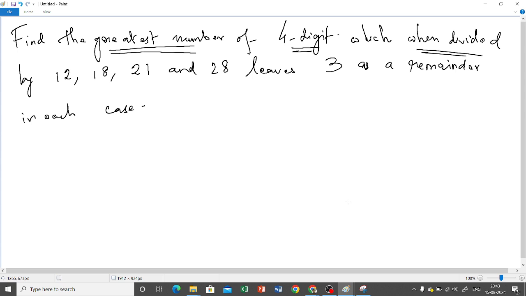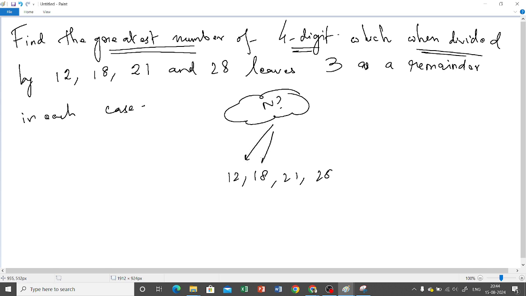HCF of these four numbers? Not HCF. LCM. So LCM is the leader. Remember this, Ishika: whenever I want to find a number, say here 12, 18, 21 and 28 are given, and I want a number that will be completely divisible by each of them, I need to find the leader of these numbers.